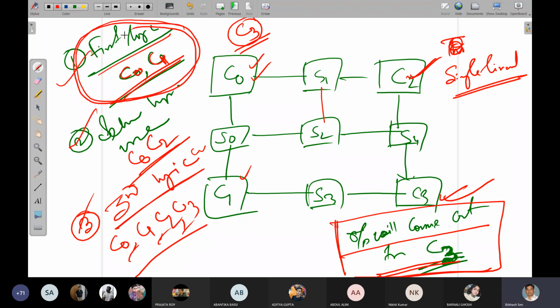True or false? So this is that same circuit which we did in this class. Okay. Yeah, same circuit. Okay, no, sorry, I am giving a new circuit. Don't worry.